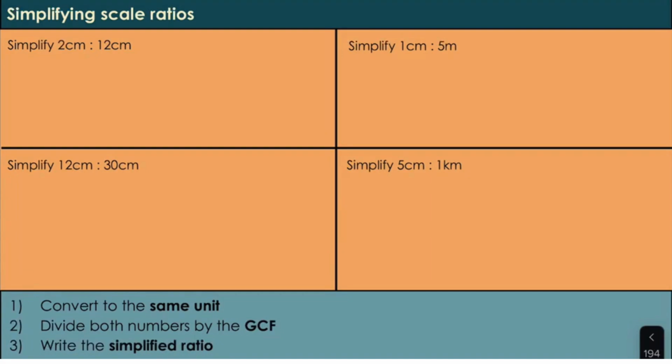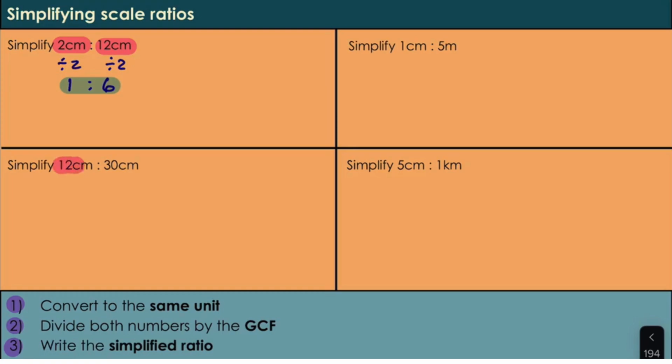We'll follow these 3 steps at the bottom. Step 1, convert to the same unit. In our first question, we have centimeters and we have centimeters. Step 2, divide both numbers by the greatest common factor. Now the greatest common factor is 2. So we divide by 2 and we get 1, and we divide by 2 and we get 6. And there is our final answer, 1:6.